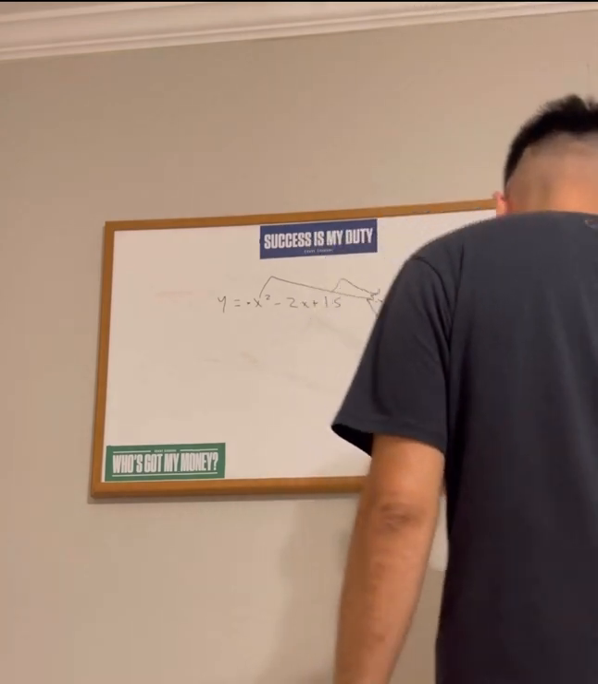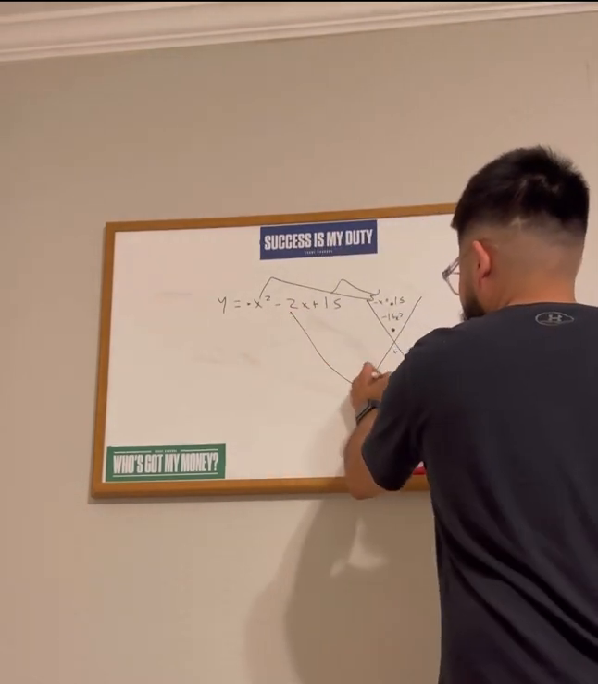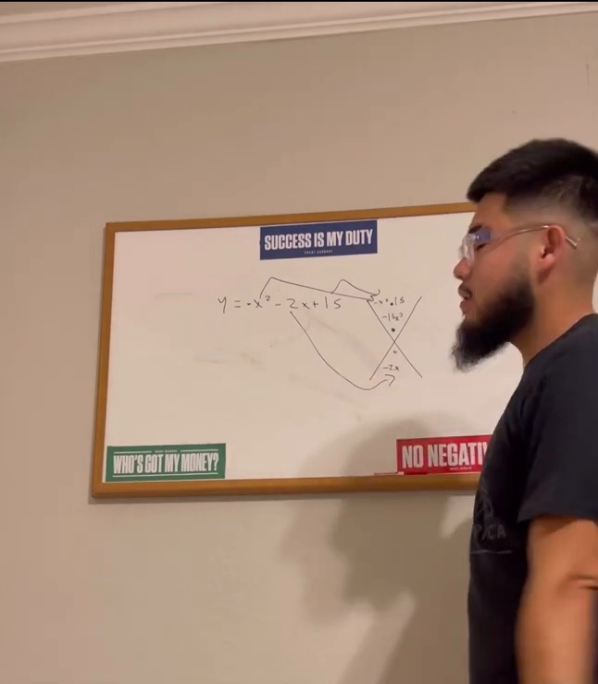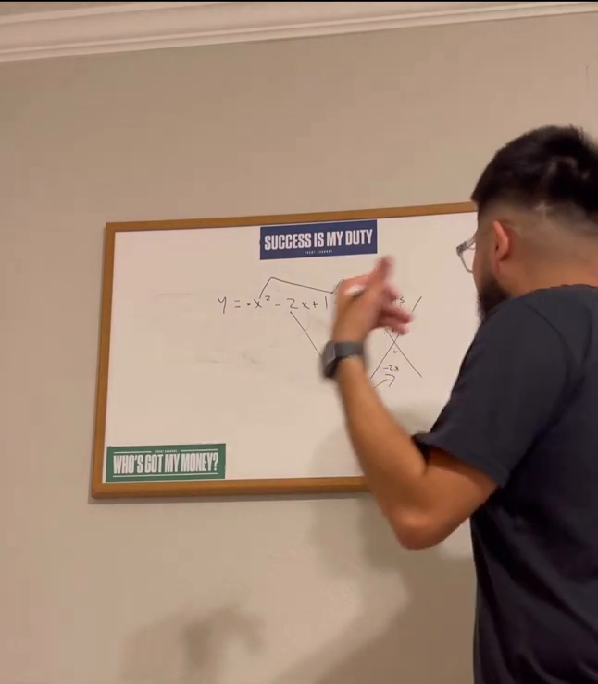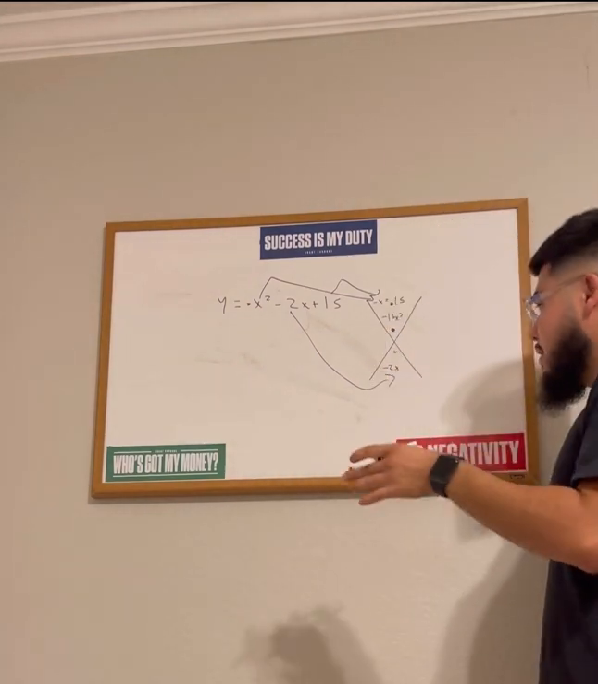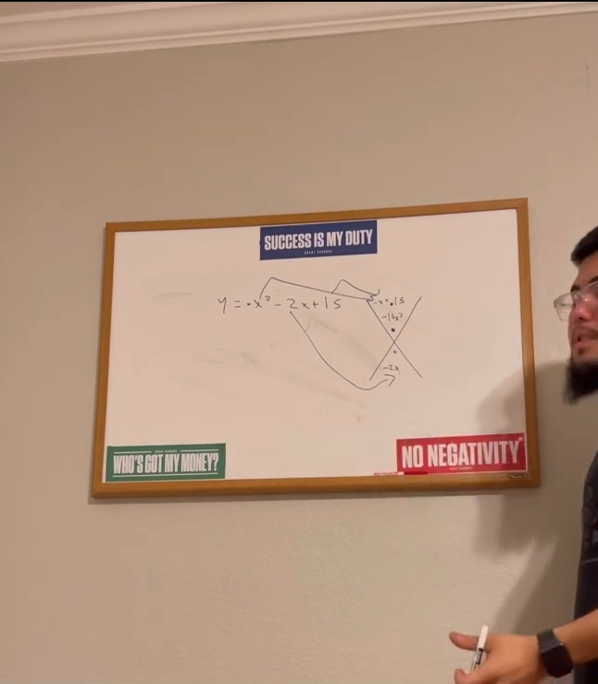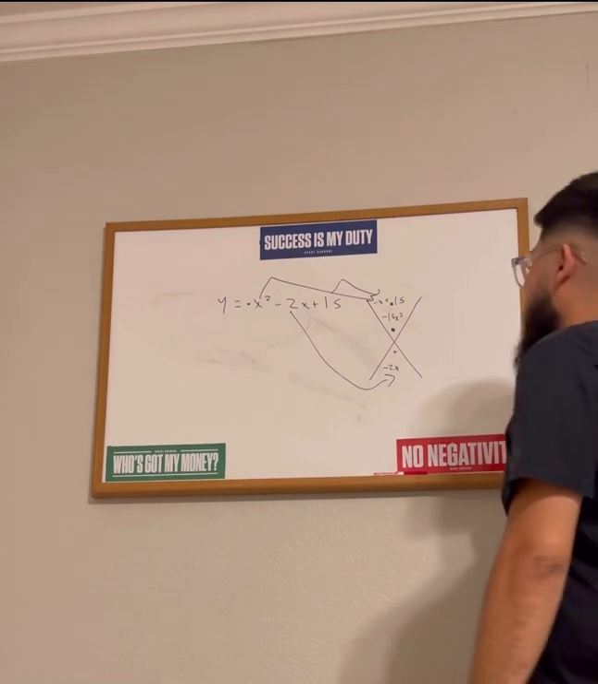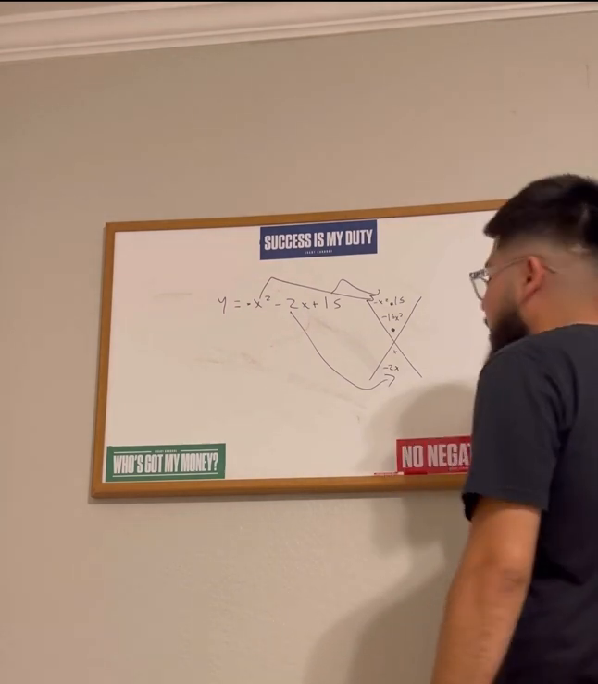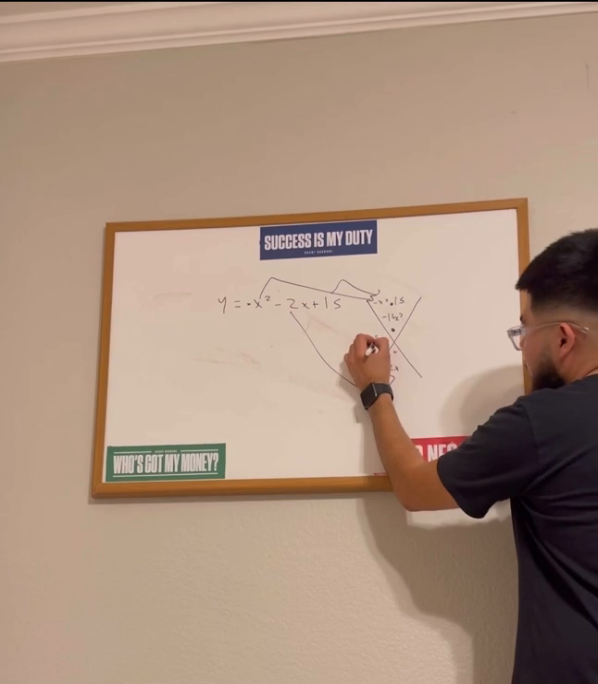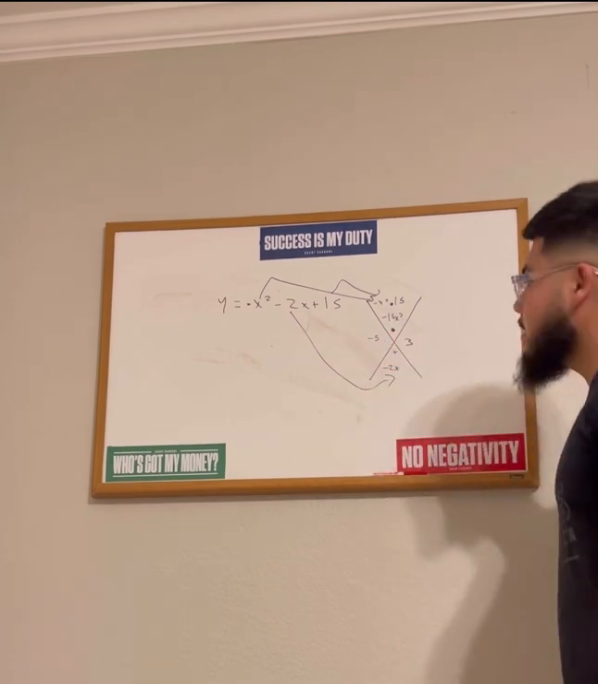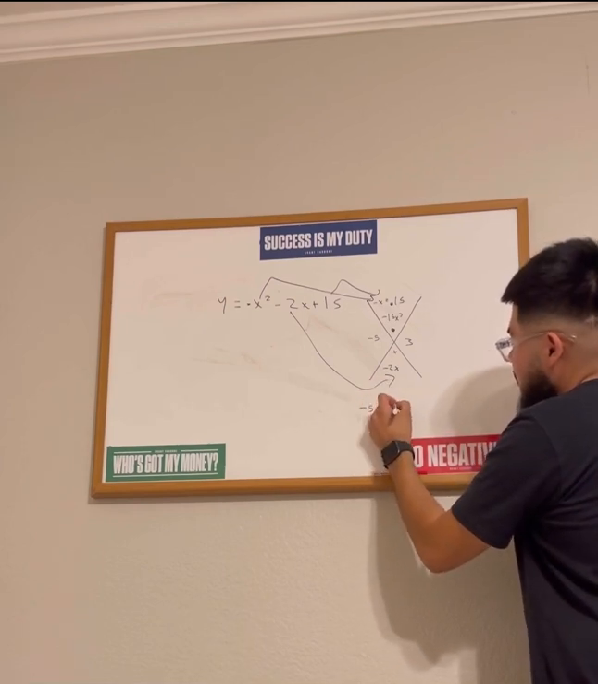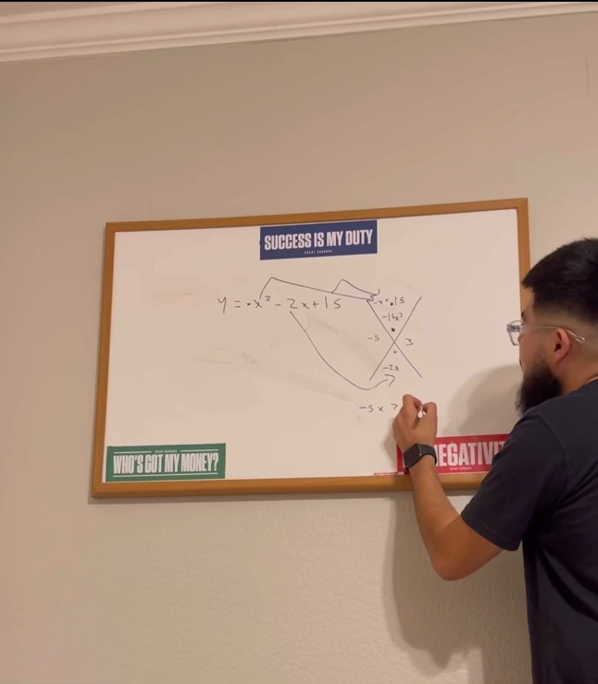So now you have to put the middle number here. The middle number I have is minus 2x. So you have two numbers that multiply to the first and add to this number. Okay, so the first one I have is minus 5 times 3. So minus 5 times 3 is minus 15.